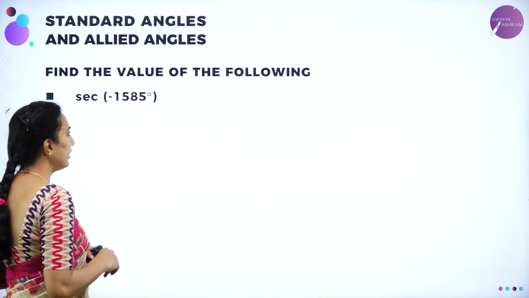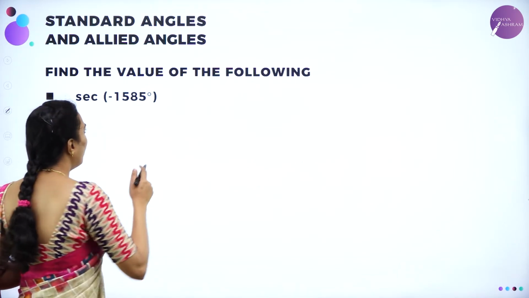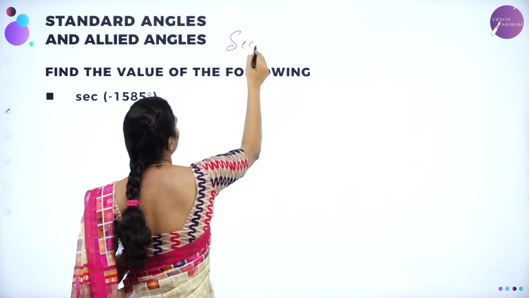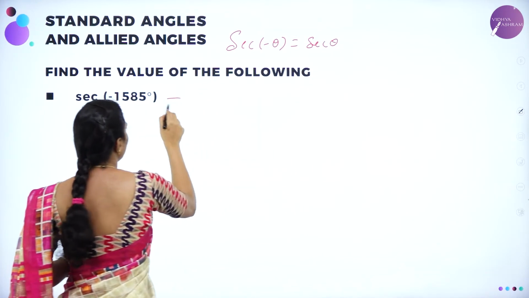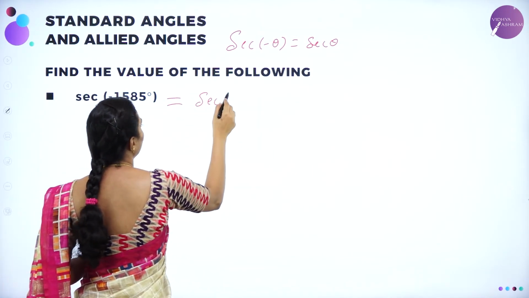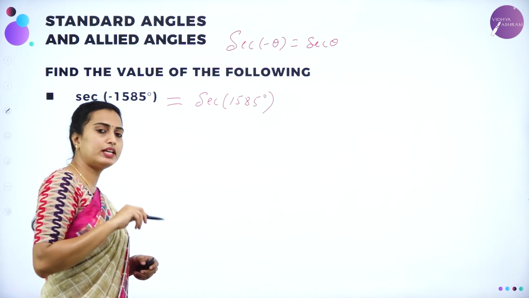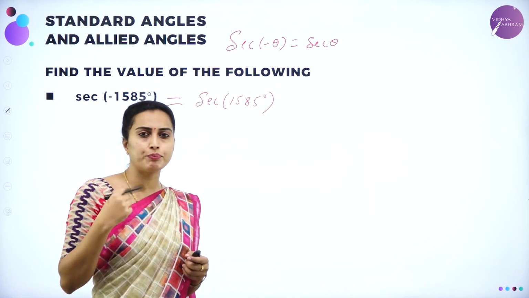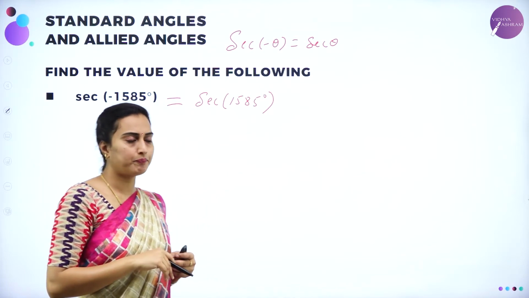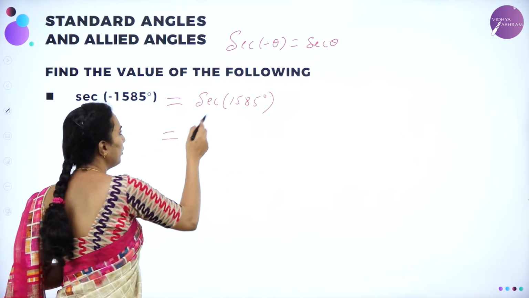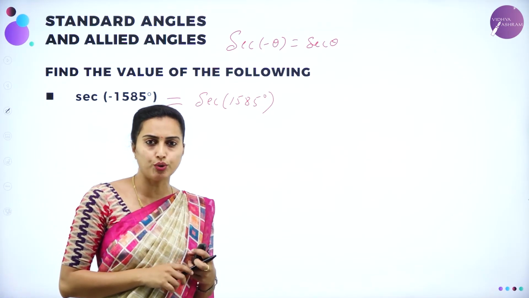What they have given? Find the value of secant of minus 1585 degree. Now, what is secant of minus theta? Secant of minus theta is plus secant theta, because cos of minus theta is plus cos theta, and the reciprocal of cos is secant. Then let me find out: above 1000 degree it is 1500, so n into 360 plus theta only it should go, isn't it?